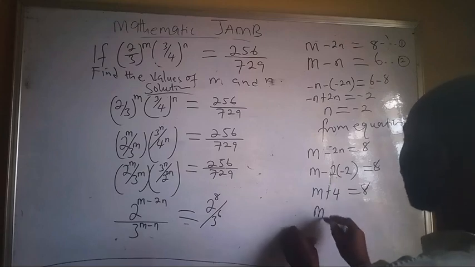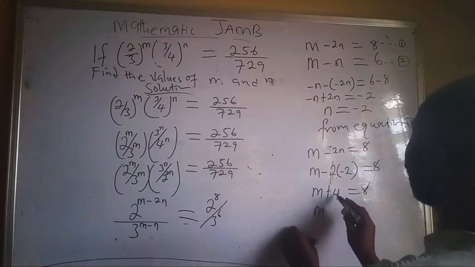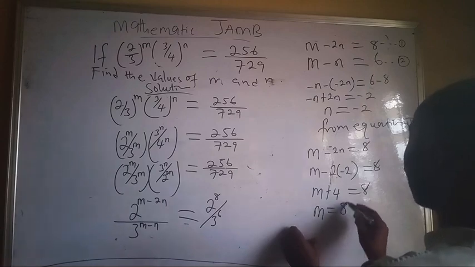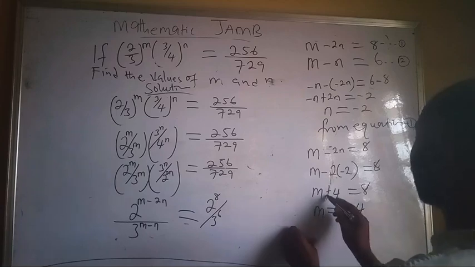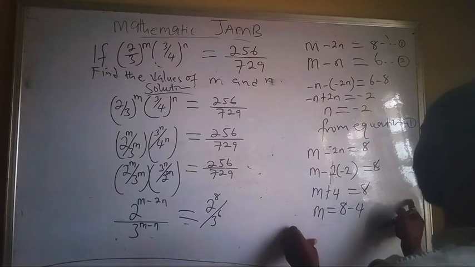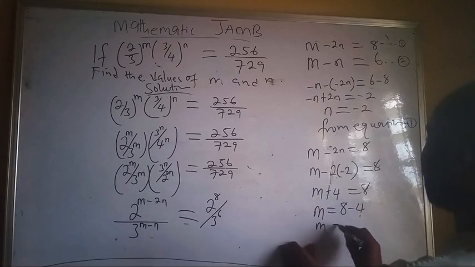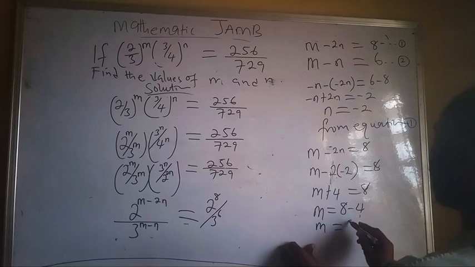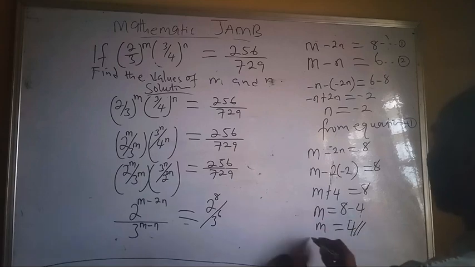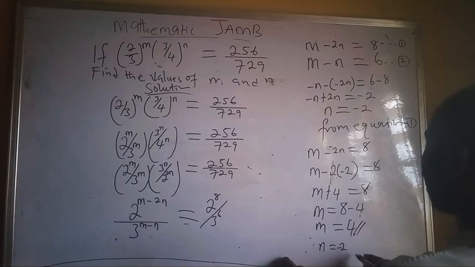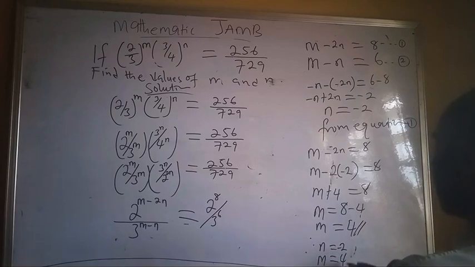So collect like terms. Taking 4 to the other side, the sign changes. So that will give you 8 minus 4, because it's having a plus sign here, going to the other side it changes to minus 4. So your m now will be equal to 4. Therefore, n is equal to minus 2, m is equal to 4.